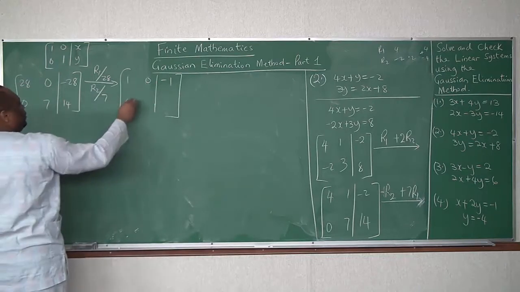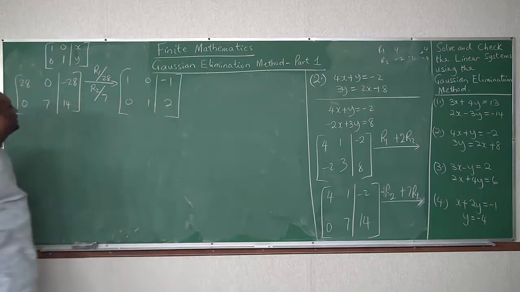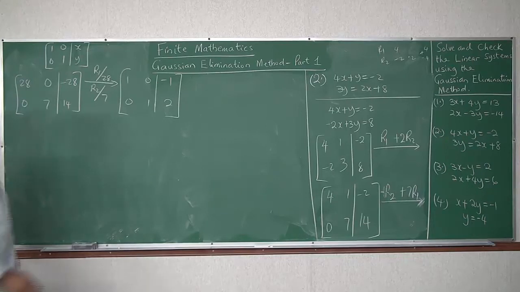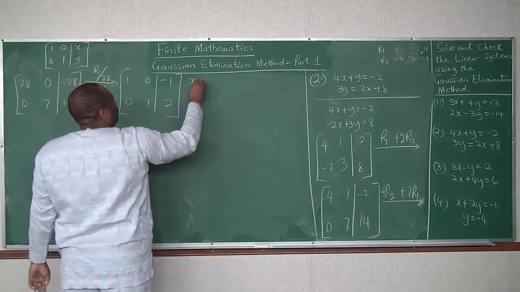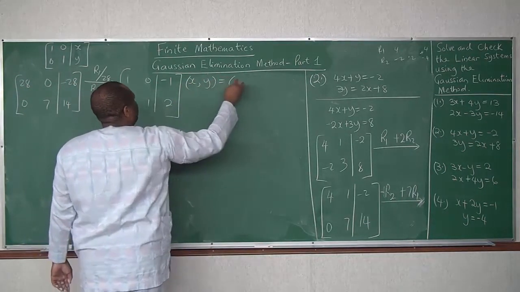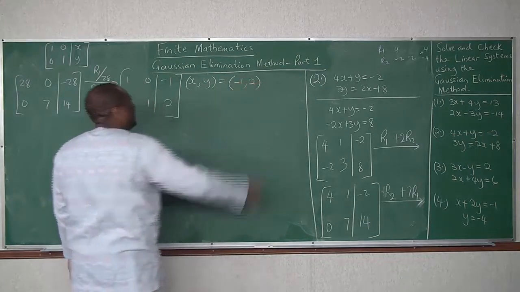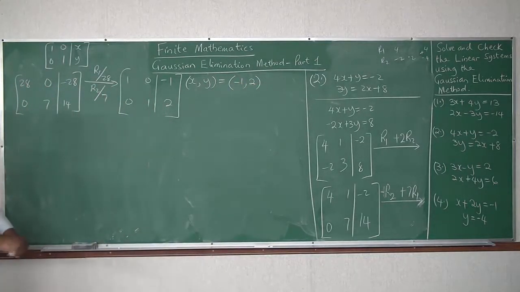And we have 0, 1, 2. 14 divided by 7 is 2. So that shows us that x, y will be negative 1, 2. X is negative 1 and y is 2. Then we do what? Check our work.